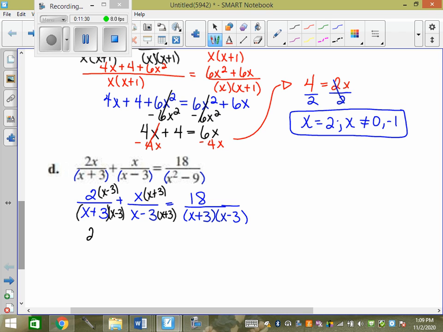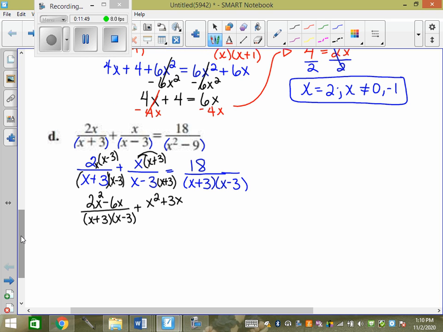So I'm going to get 2x minus 6 over x plus 3, x minus 3, plus x squared plus 3x. Oh, this is a 2x. This is 2x squared minus 6x. No one corrected me. That's a 2x up there. Oh, I'm just not paying attention. Yeah. x minus 3, x plus 3. And then it equals 18 over x plus 3, x minus 3.